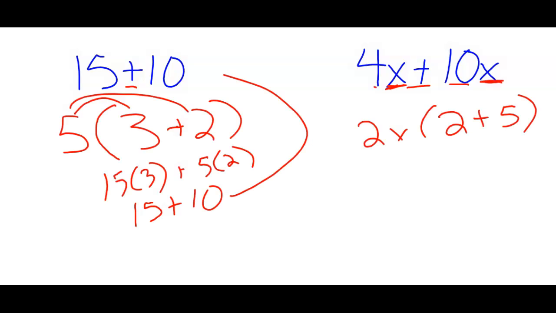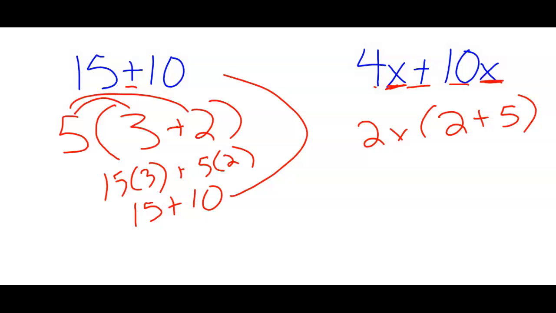Okay, so you got 15 plus 10. You can divide a 5 out. You get 3 plus 2. That's right. Okay, and you do distributive property. You get 15 plus 10. You're back to the same thing. All right, questions on this one?